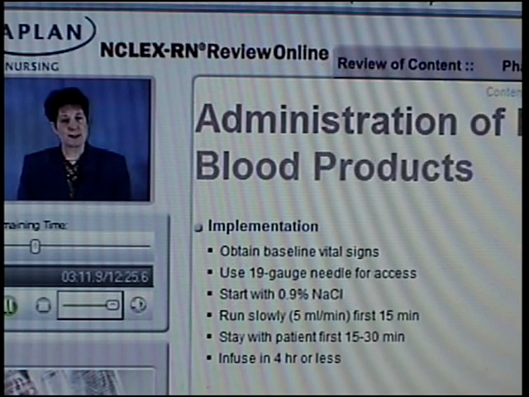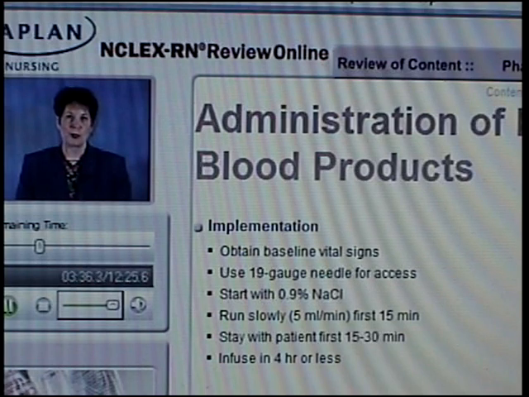This is the most common mistake made by new graduates, as they start it with half normal saline or lactated Ringer's or some other type of fluid. But 0.9% sodium chloride or normal saline is the fluid of choice to start blood and blood products. When you start the blood, you will start it slowly, and that means 5 milliliters per minute during the first 15 minutes of administration. And you will stay with the patient.